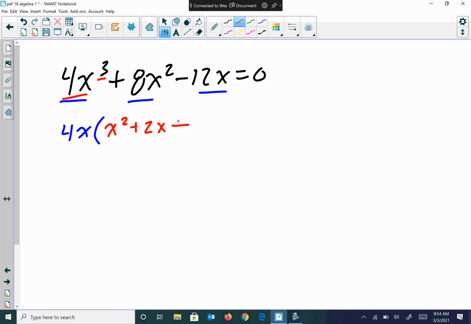The subtraction sign stays there. If I factor out a 4 from 12, I get 3, and the x already comes out. We good so far?